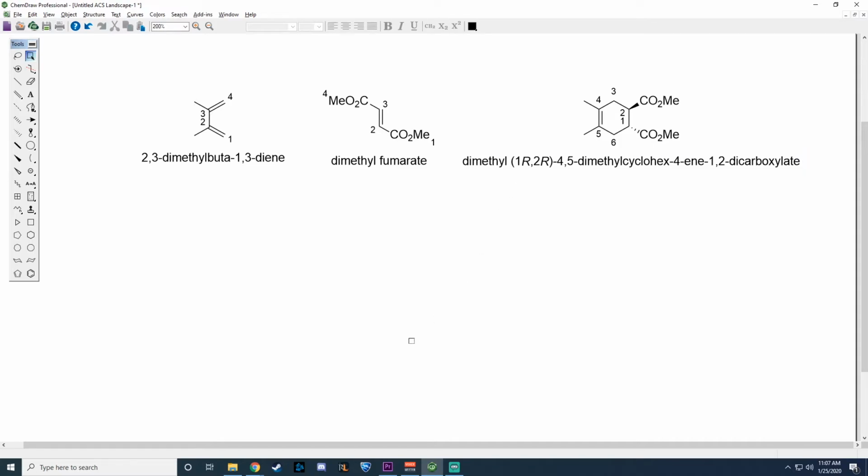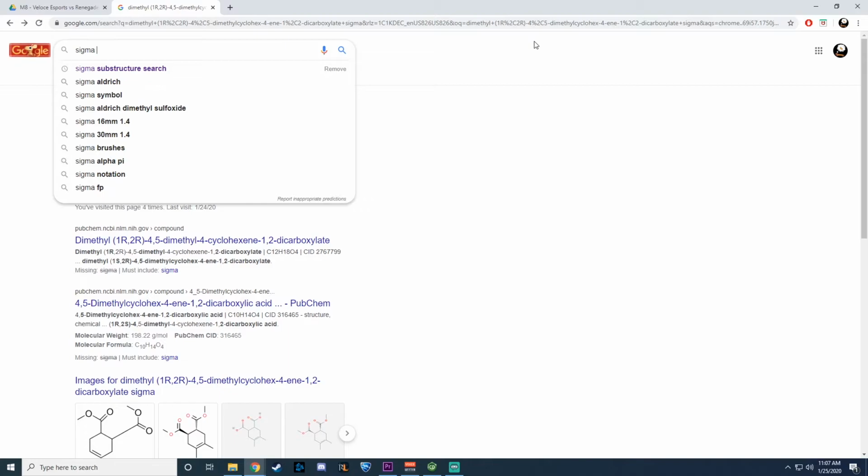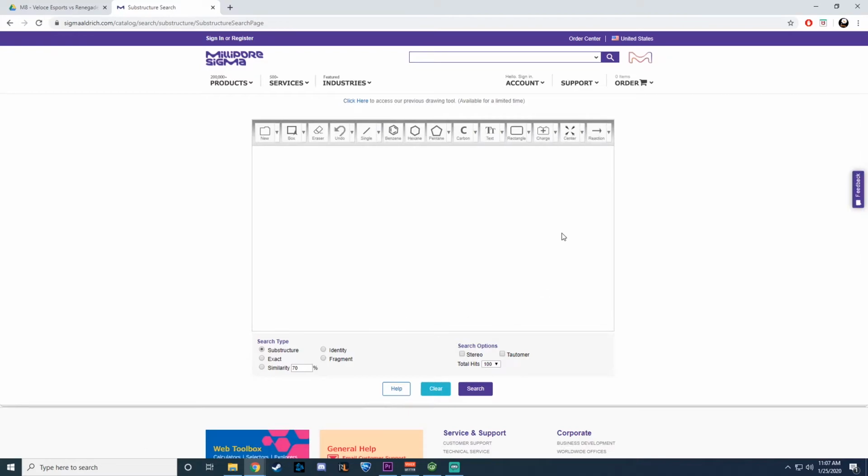Although you can reasonably assume that Sigma would have this name, or it would at least be able to recognize it. But if you're unsure, then you could also look up Sigma substructure search. When you do this, it's basically Sigma's native little ChemDraw. Here you can just draw out the compound that we're interested in. This is a little bit less intuitive than with ChemDraw. It's a little more annoying, but that's okay.